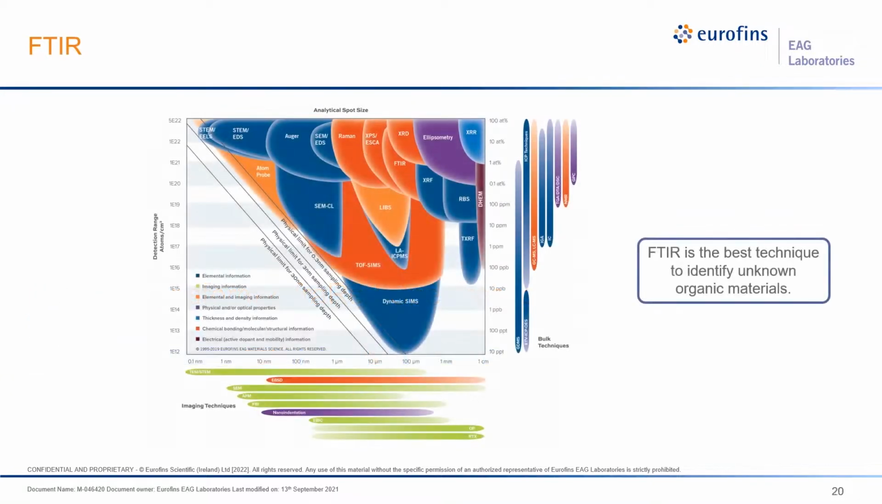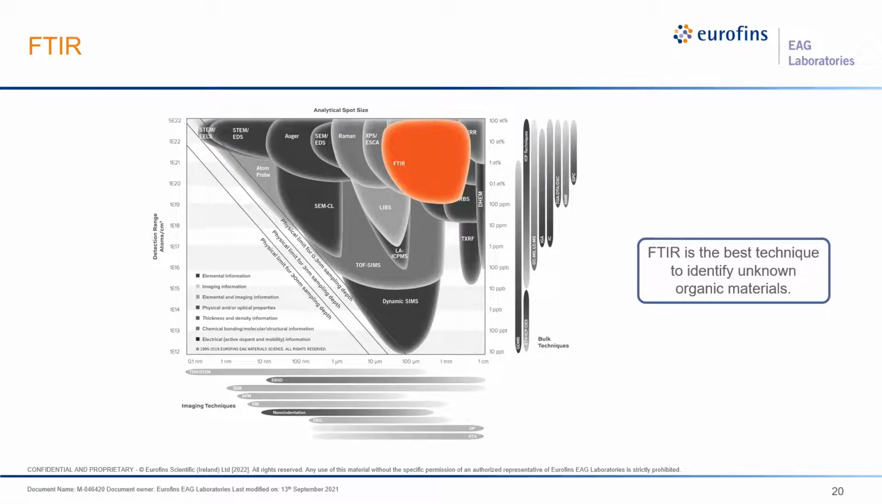FTIR is located on the right side corner of our smart chart. It's highlighted here. And the bottom, like I said, is the analytical spot size. So it goes from about double-digit microns all the way to a little over 1 millimeter. And the concentration is for bulk material. So basically we can go from 100% pure as low as we can push to about 100 ppm. It really depends. Sometimes some materials have a very strong IR band. We may even be able to push a little bit lower than that. But in the end, it's really fair to say FTIR is the best technique to identify unknown organic materials.